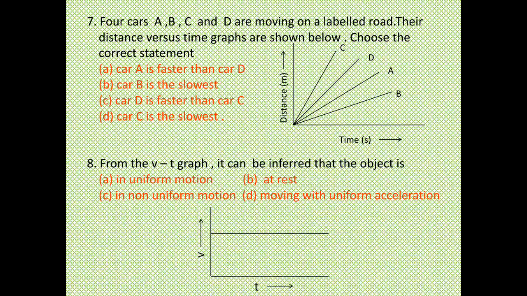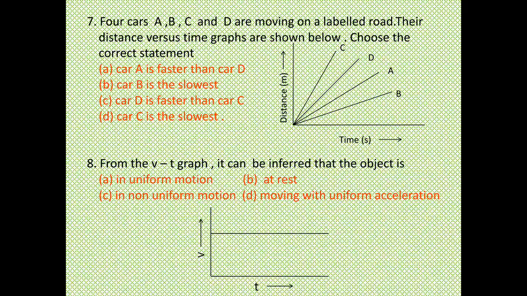In question number 7, 4 cars A, B, C and D are moving on a leveled road. Their distance versus time graphs are shown below. Choose the correct statement. From the graph we can see that the slope of car B is minimum, and we know that slope of distance time graph gives the speed. So we can say that car B is the slowest. So option B is the correct answer.